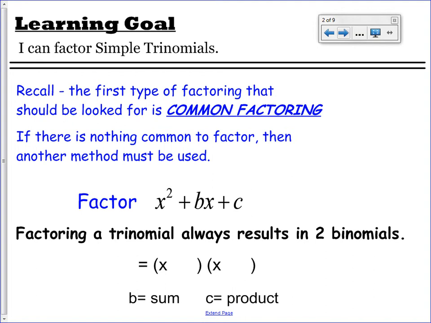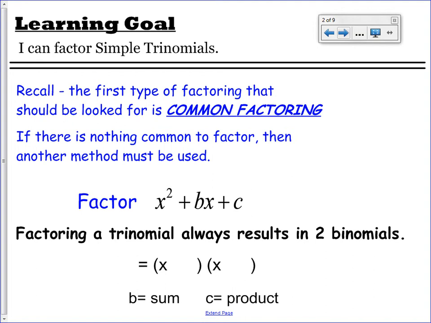Okay. So again, as a recall, the first type of factoring that you should always, always, always look for is common factoring. There's two things we can common factor out. What is one thing we can common factor? We can factor out a number that is common to all of them and a variable. Okay, so if we can common factor, that's always our go-to method first. That's the very, very first thing you should all be looking for. If there's nothing to common factor, then another method must be used.